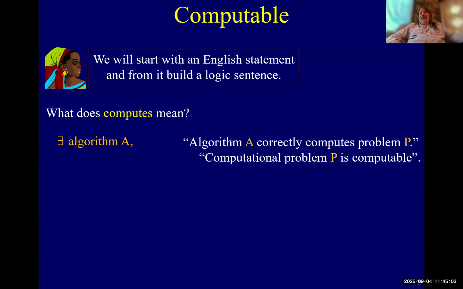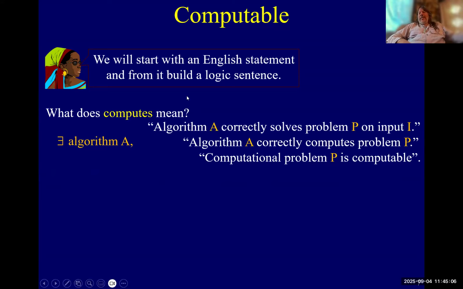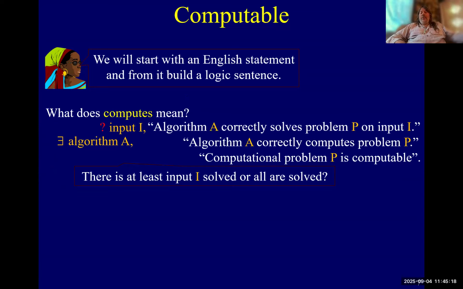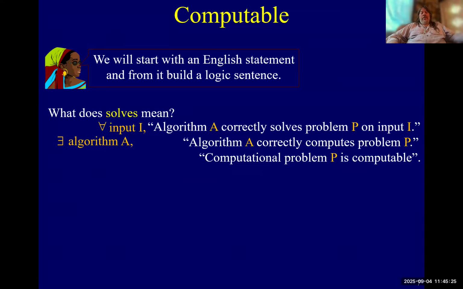And what does to compute it mean? Well, it has to give the right answer on input I, right? So now we have to ask, which input does it have to give the right answer for? Is it just one input or all inputs? It has to give the right answer on every input. Now, what does this word solves mean? Well, it just means the output of the algorithm happens to be the required output for the problem, right?